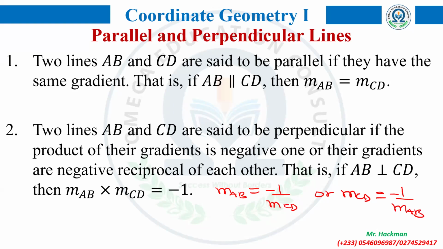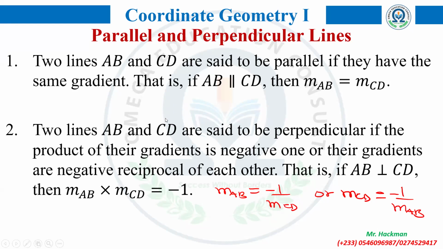So here, obviously, we can see from these two statements derived from the main statement that the gradients are negative reciprocal of each other. So M sub AB, the gradient of AB, is the negative reciprocal of the gradient of CD. And the gradient of CD is the negative reciprocal of the gradient of AB. So the gradients are negative reciprocal of each other. Is the point well made now? Yes, please. Okay, very good.